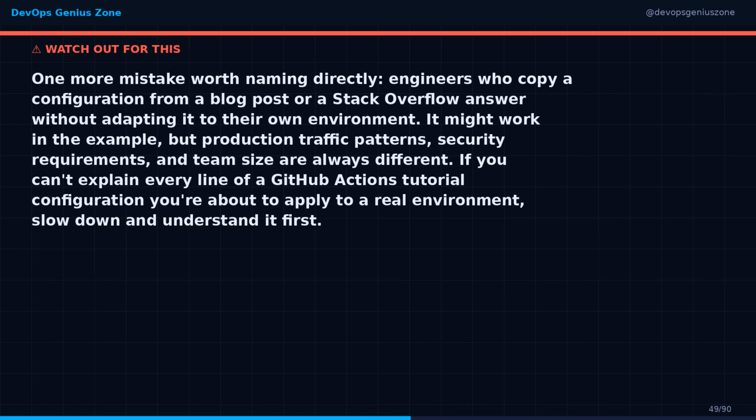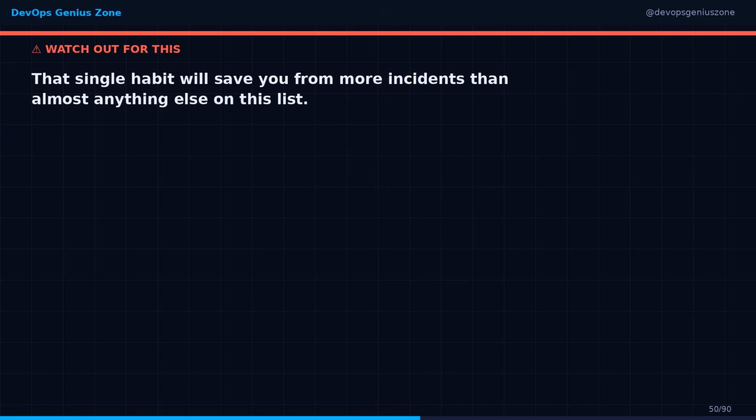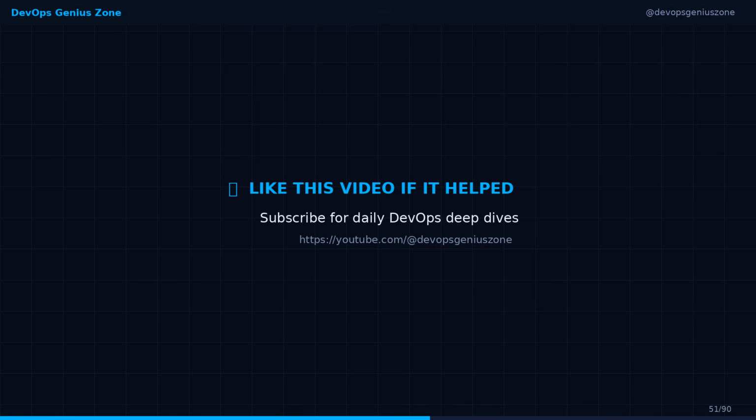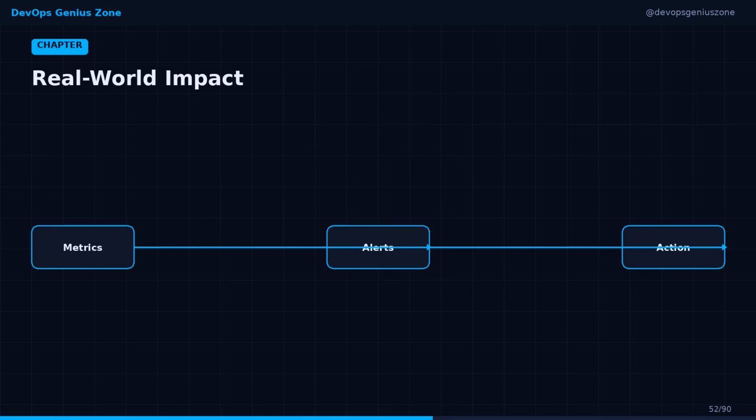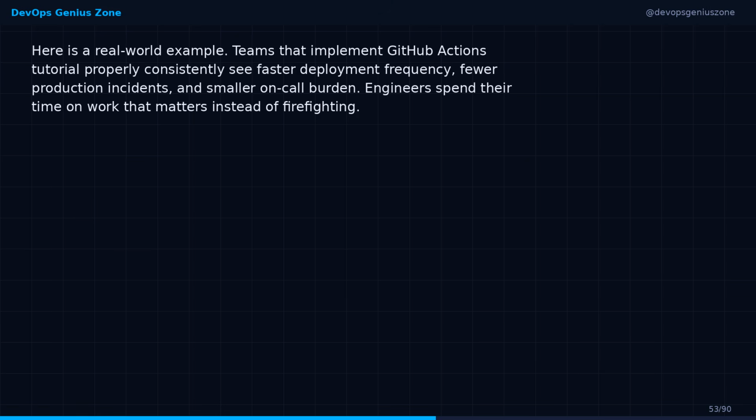Here is a real-world example. Teams that implement GitHub Actions tutorial properly consistently see faster deployment frequency, fewer production incidents, and smaller on-call burden. Engineers spend their time on work that matters instead of firefighting. I recall a team at a logistics company that adopted GitHub Actions tutorial and reduced their mean time to recovery by 80%. That's the kind of impact we're talking about. A gaming company cut their cloud bill by 40% after properly tuning their GitHub Actions tutorial setup.